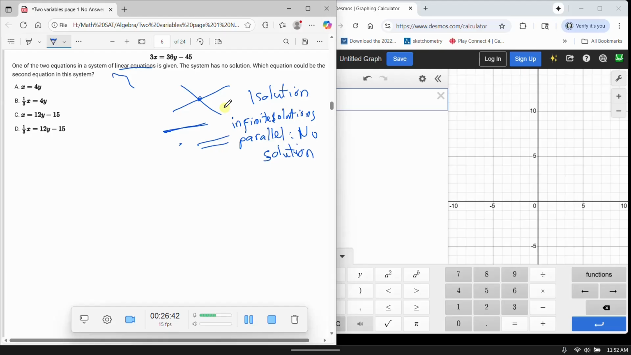So there are three cases. What are we looking for? We are looking for the equation that is parallel to the equation that was given to us. How do we know that two equations are parallel? When they have the same slope, okay, and different y-intercepts. So when two straight lines are parallel, they need to have the same slope.